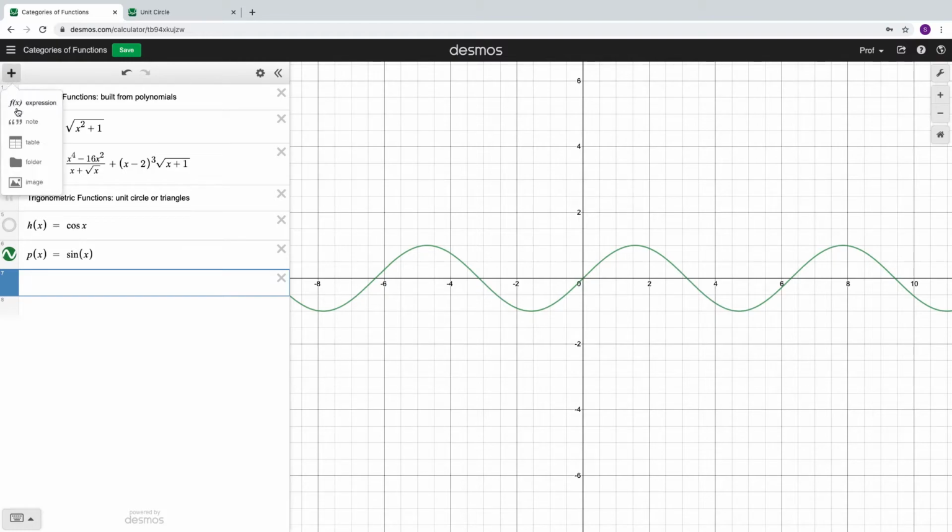We have several other trig functions as well that it's important to know about. Tangent of x is sine of x divided by cosine x. Cosecant is 1 over sine.